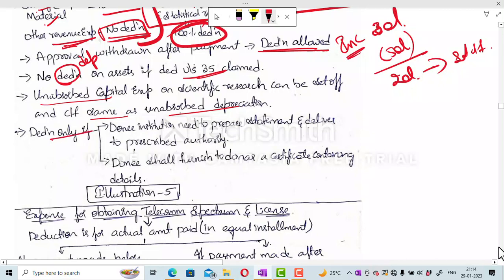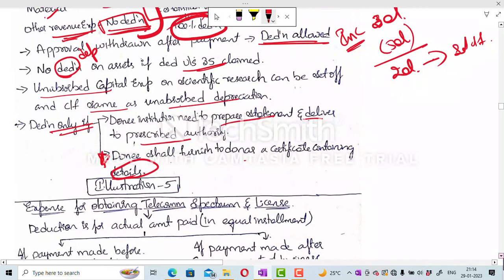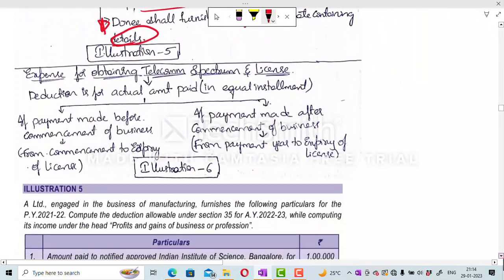We can get deduction only if two conditions are satisfied. This is the new condition. One is the donee institution for whom we have donated. They have to prepare one statement and submit it to the respective authority. And the donee shall furnish to the donor a certificate containing the details. What is the amount and how much, what they have used it for, all that. Illustration 5.